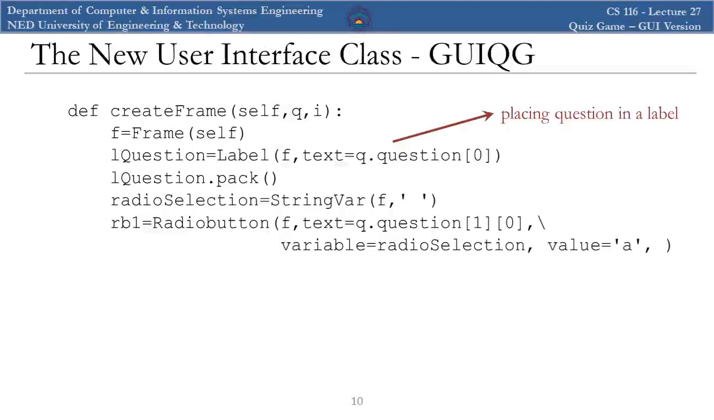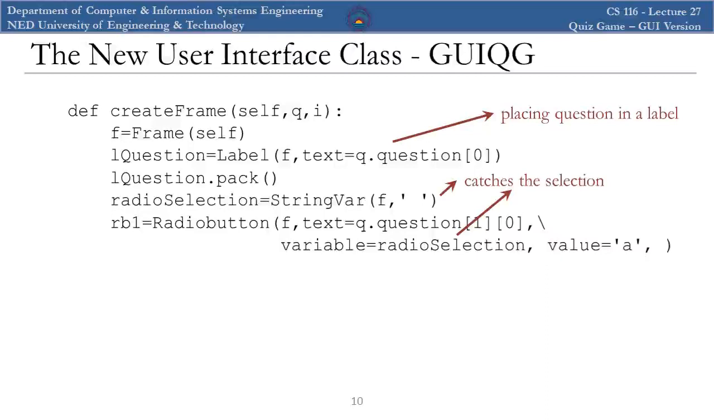Okay, so this is my first radio button. Similarly, I will create another radio button. Now you see this radio selection, it will catch the selection, right? So whatever value you assign to this value parameter, that will be assigned to this radio selection.